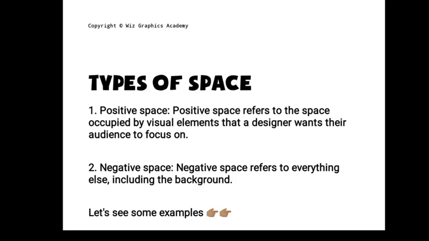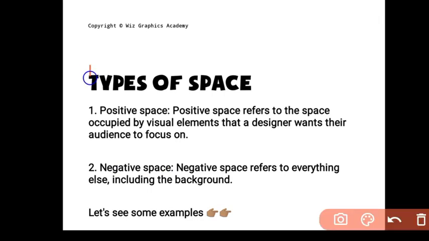All right, so let's talk about the types of space that we have. The first one is the positive space. It refers to the space that is occupied by visual elements. While the other type of space, which is the negative space, is a space that is actually empty. Now I'm going to use this slide to explain this.